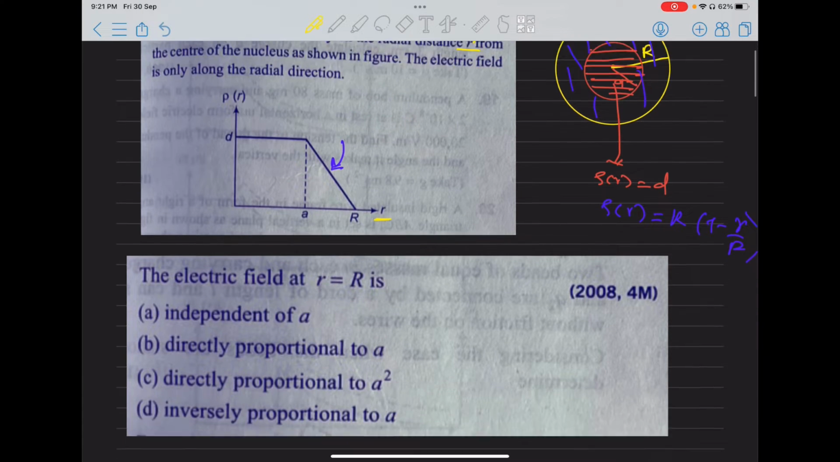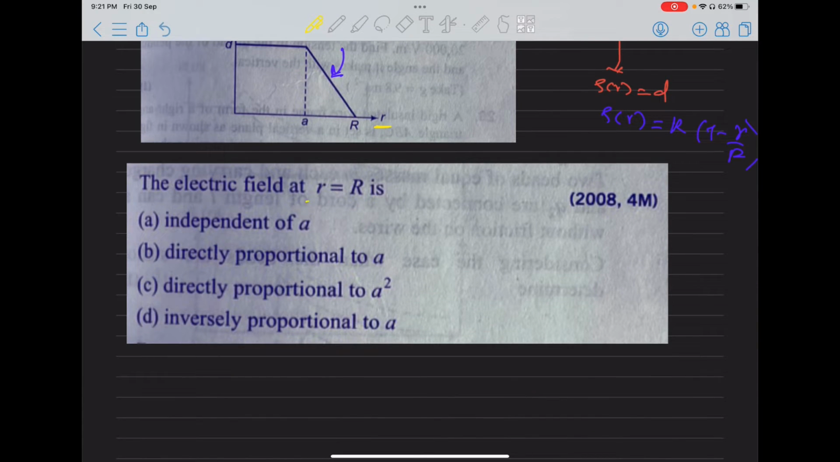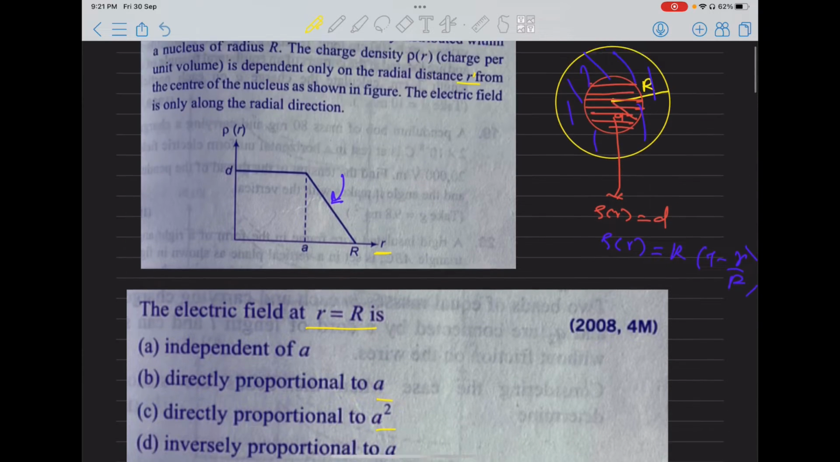The first question is, the electric field at small r equal to capital R, that is the electric field at radius R of the nucleus, is. And there are four options: whether it is independent of a, directly proportional to a, proportional to a square, or inversely proportional to a.